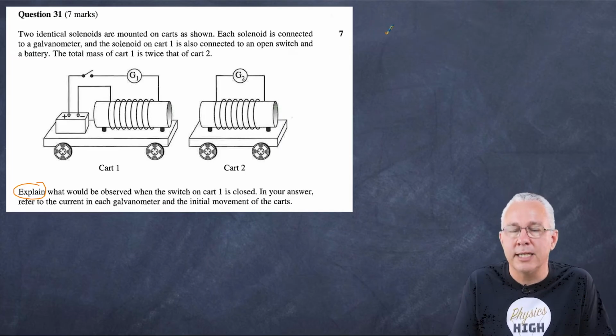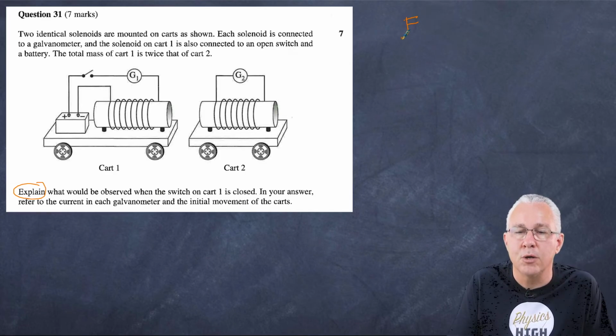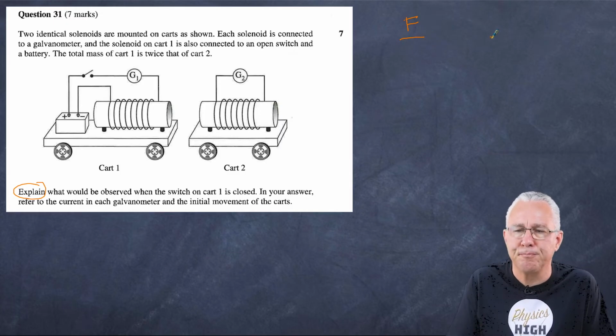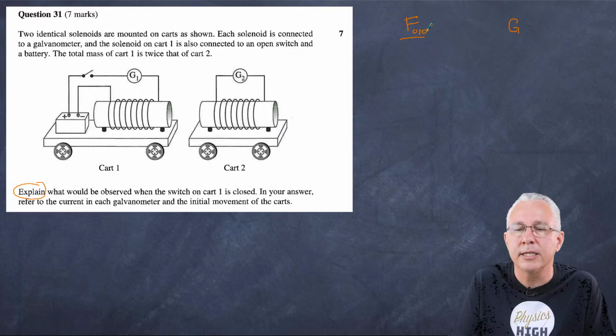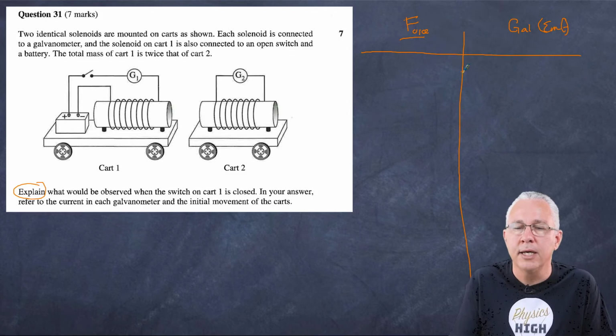Now, I want to examine two aspects. I want to examine the idea of what happens in terms of its motion, so the forces and its motion. And secondly, I want to highlight the idea of the galvanometer. So I'm just going to put F and G there. So this is about the force, and this is basically about the galvanometer. And in essence, it's about electromagnetic induction. But I also want to talk about this in terms of identifying what's going on, then describing what's going on, and then explaining.